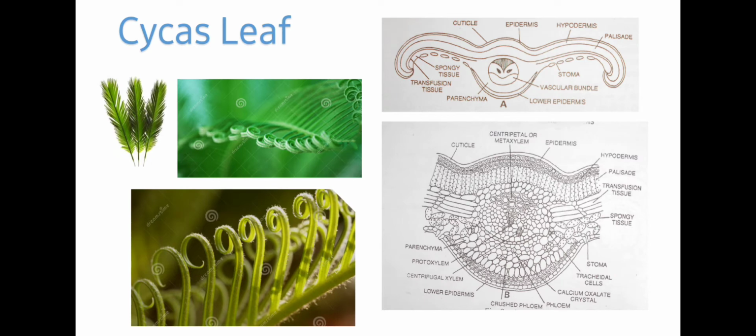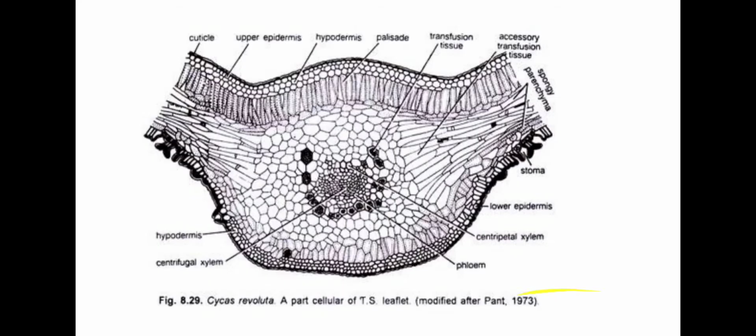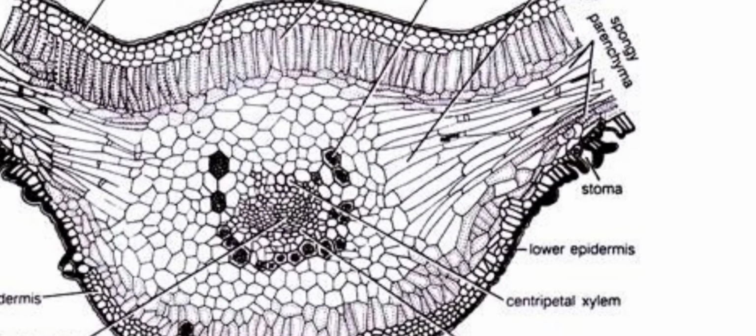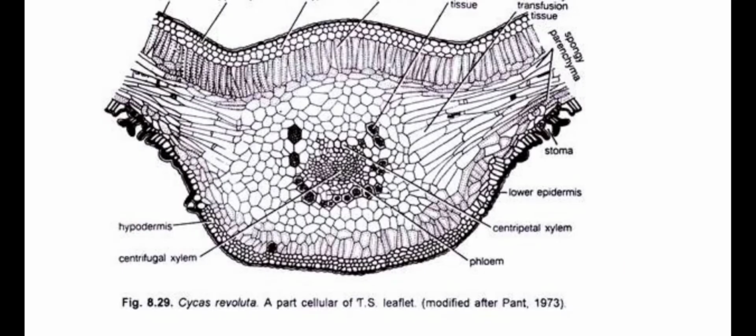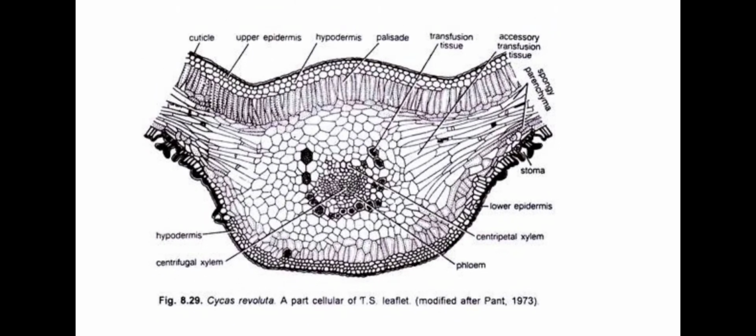As we can see here, leaflets in cycas are highly coiled, so we have a wing-shaped leaflet and leaf epidermis is highly cutinized. Stomata are sunken and haplocheilic, while transfusion tissue is present on either side of the midrib. And you can see both primary and accessory transfusion tissue is there to ensure the regular vascular supply.